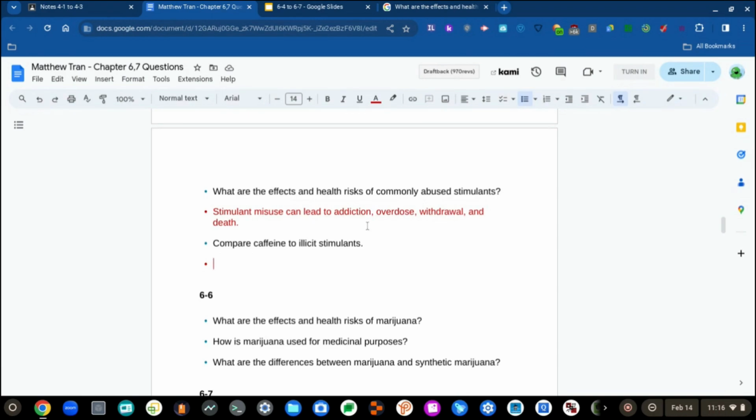Yeah, those are potent. So these three are, actually amphetamines can be prescribed. The cocaine and methamphetamine are the two that are widely used. And those are the ones that are illicit drugs.